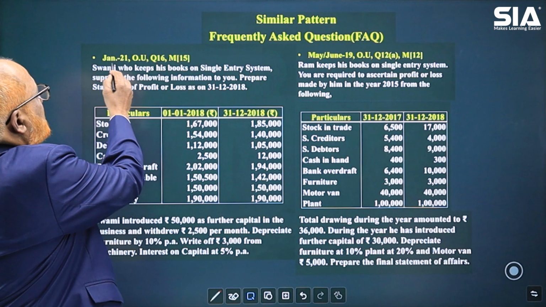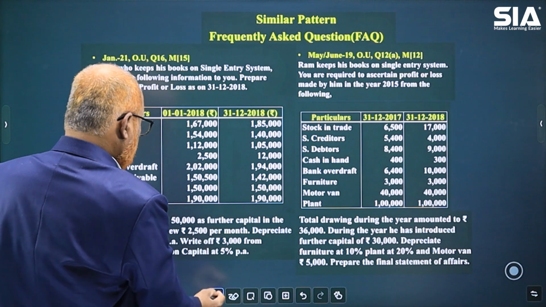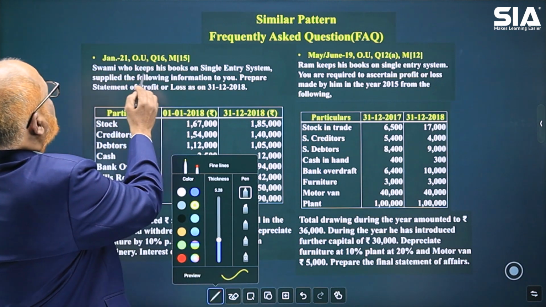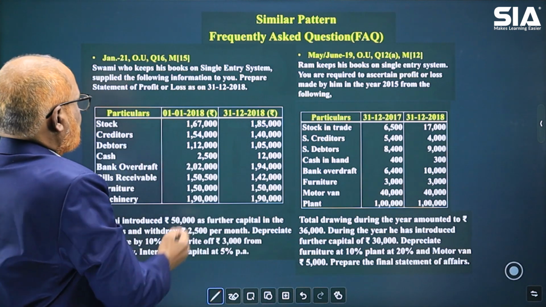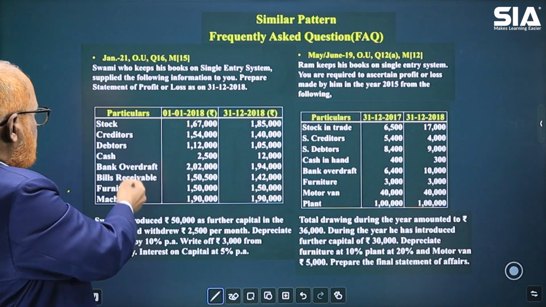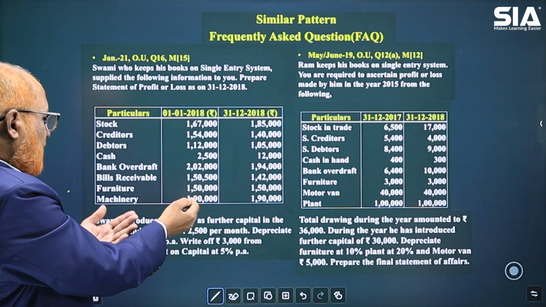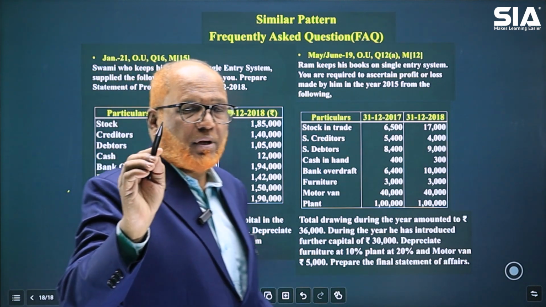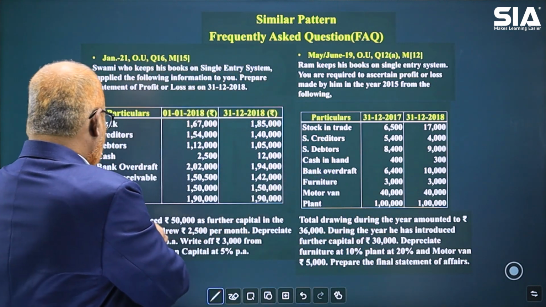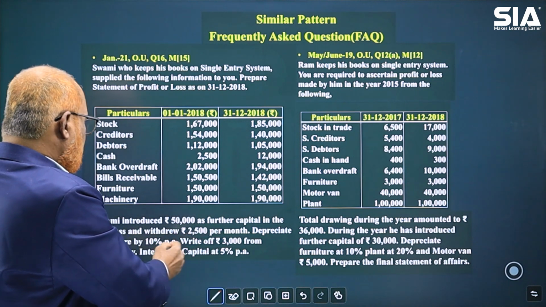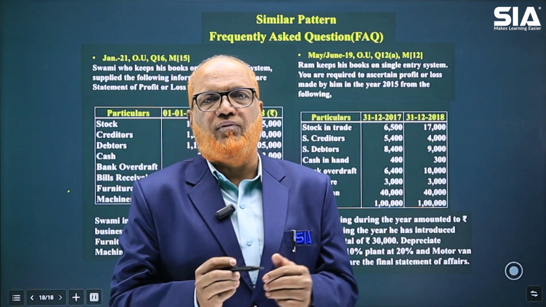Example, January 2021. For January 2021, they have asked this similar type of problem. Swami keeps his books by single entry, the following were supplied. Opening and closing values are given for all the assets and liabilities. Swami introduced 50,000 further capital and withdrew 2,500 per month. Whenever it is given per month, remember to multiply by 12 to get per annum. Then depreciate furniture by 10%, write off 3,000 for machinery, interest on capital. So all the points are similar to the points we have just done.